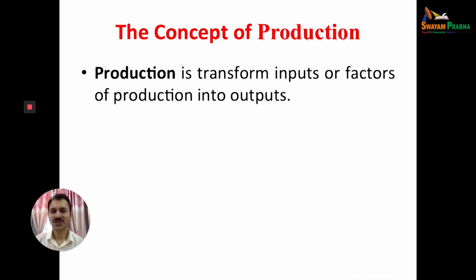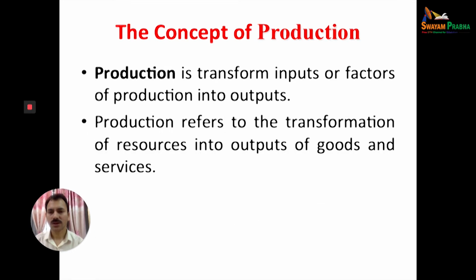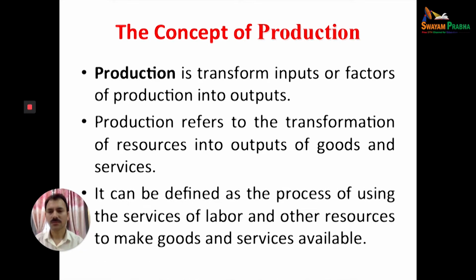Production is the transformation of input or factors of production into output. Production refers to the transformation of resources into output of goods and services. It can be defined as the process of using services of labor or other resources to make goods and services available. Simply, production is conversion of input into output. Creation of utility is production.